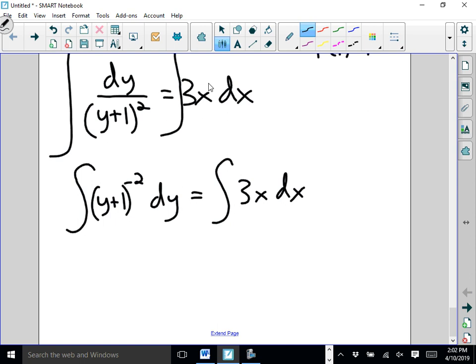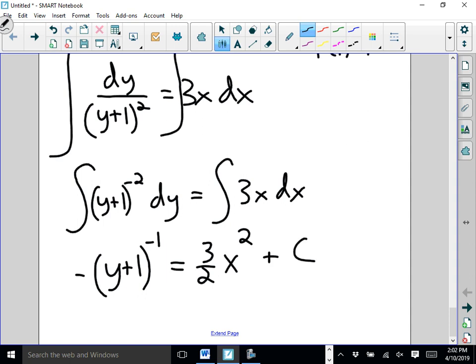Because what's in there is y plus 1, a U substitution, you don't even have to do it here. We can just keep the inside the same the whole time because its derivative won't come out to be anything other than dy. So I'm going to bump the power up by 1 to negative 1 and divide by negative 1. That's my antiderivative on the left side. On the right side, I bump and divide, so I get 3 halves x squared plus c.